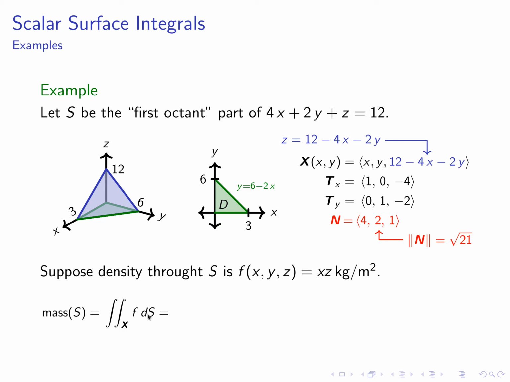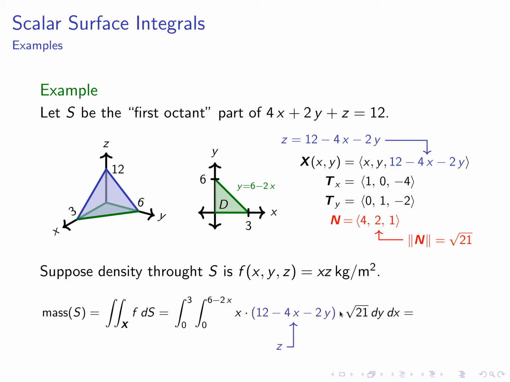And to calculate this scalar surface integral, what we're supposed to do is take a double integral throughout the domain of the parametrization, which is this triangle in the xy plane. And then we need to apply the scalar field to the parametrization. In our parametrization, x is simply equal to x, y remains equal to y, but z is replaced with 12 minus 4x minus 2y. So the scalar field here, or the density function, is x times z, but now we're keeping our x and then replacing z with 12 minus 4x minus 2y.